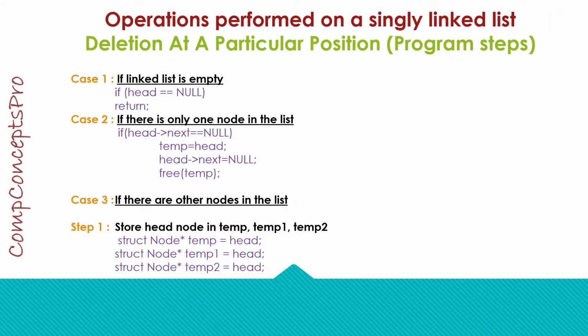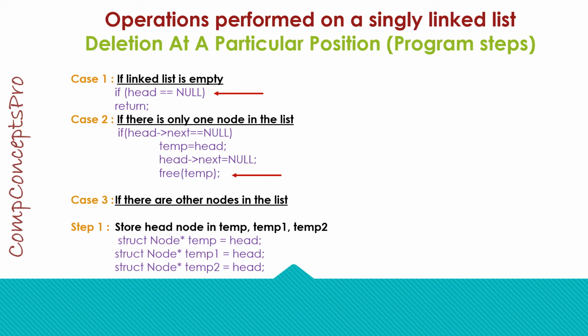Let's see the program steps to carry out deletion at a specific position. Like always, first we have to check whether the list is already empty. Then simply return the function or print a message on the screen. Next we have to check if there is only one node in the list to be deleted. In that case, we have to assign a temporary pointer same as head. Then set the next of head as null. And finally delete temp, which was the only node of our list.